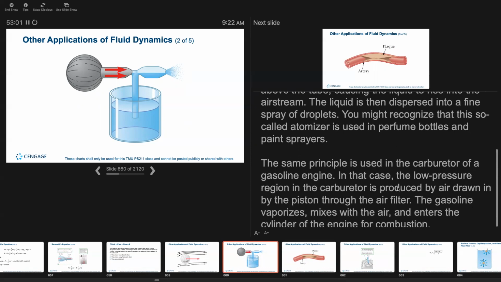The same principle is used in the carburetor of a gasoline engine. In that case, the low pressure region in the carburetor is produced by air drawn in by the piston through the air filter. The gasoline vaporizes, mixes with the air, and enters the cylinder of the engine for combustion.